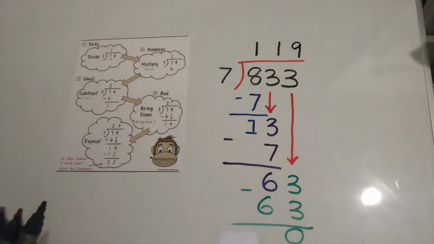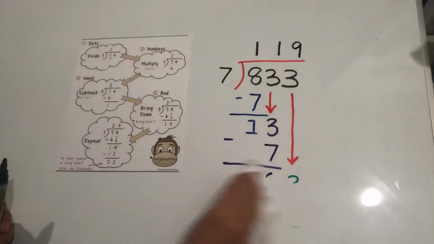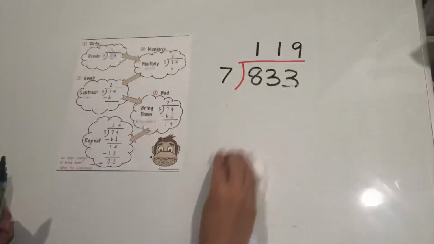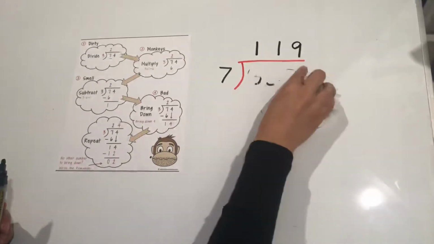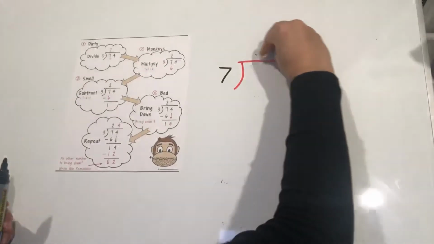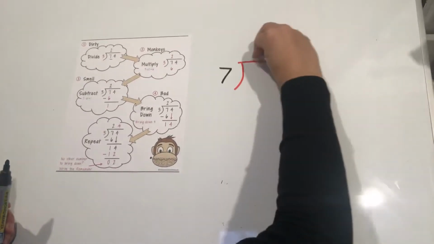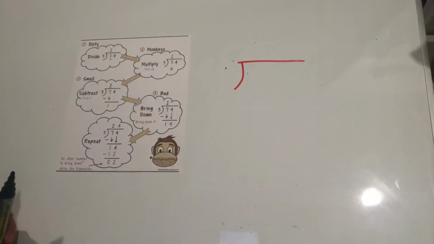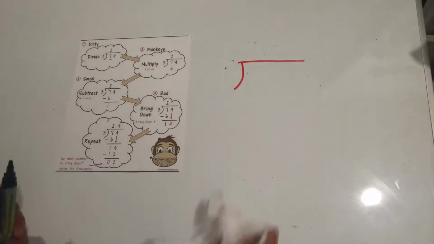We'll do one more before you give them a shot yourself. So really the key is to remember that acronym, Dirty Monkeys Smell Bad, and follow those steps of divide, multiply, subtract, and bring down, and repeat them until you have no digits left.